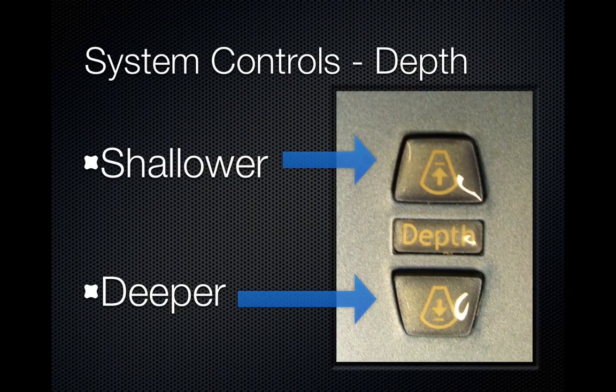There are several system controls you can use to optimize your image. The depth controls give you some choices. If you choose the upper button, you'll see the arrow points towards a more shallow view. Here, the arrow points towards a deeper view. Every machine has a slightly different appearance of the depth button, but in general, if you push the top button, your image will become more shallow, and the bottom button, your image will be deeper.